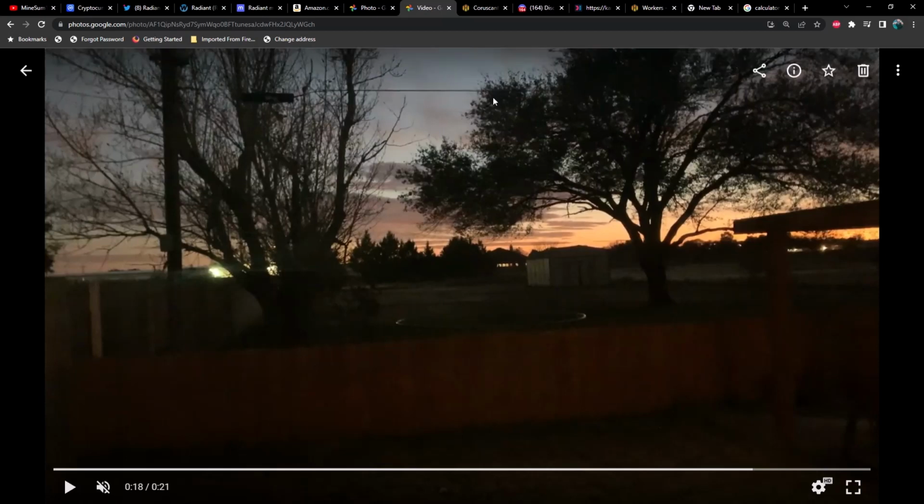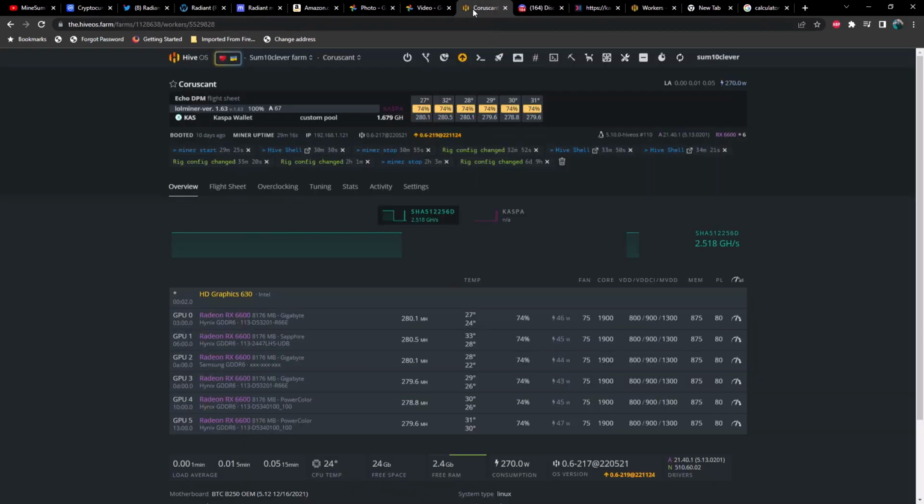Anyway, let's move on and talk about some things that might help you guys. So first of all, this is Coruscant, which is 6600s, non-XTs. And as you can see, they're mining Kaspa, getting about 280 mega hash at about 45 watts.